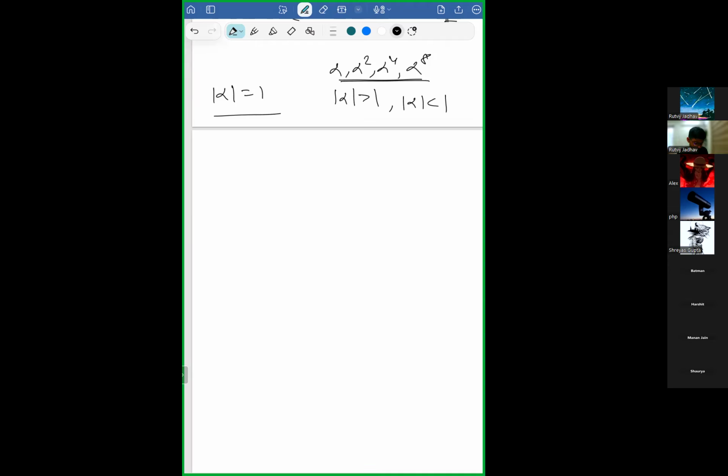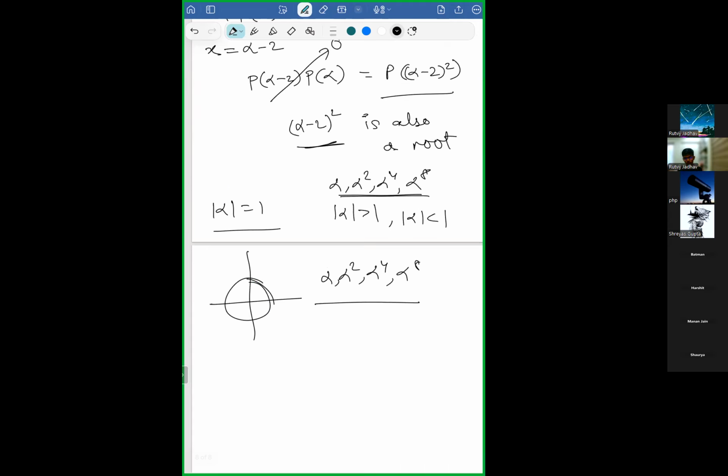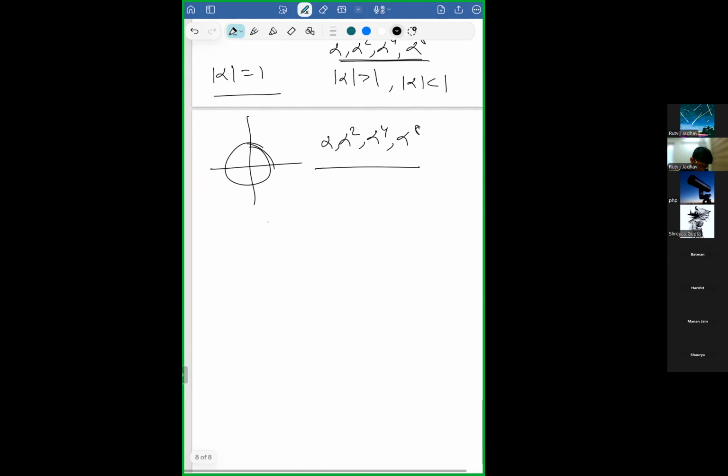Okay. So the mod alpha is 1. That means that if we draw the complex plane and the unit circle, alpha can be any point which lies on this circle. And alpha, alpha square, alpha 4, alpha raised to 8, this sequence won't help us further. But what we deduced right here was that alpha minus 2 the whole square is also a root. Right.